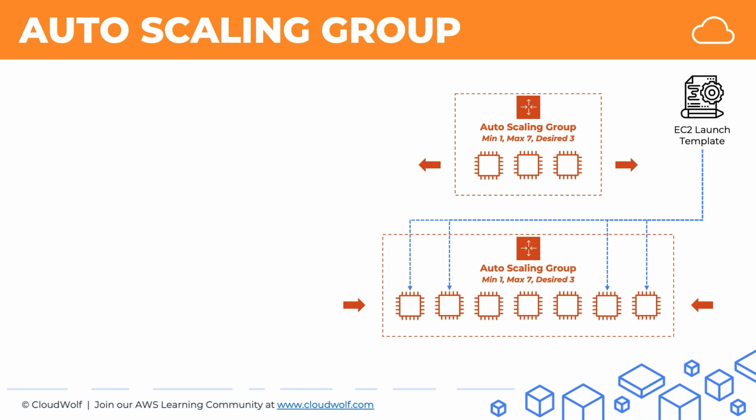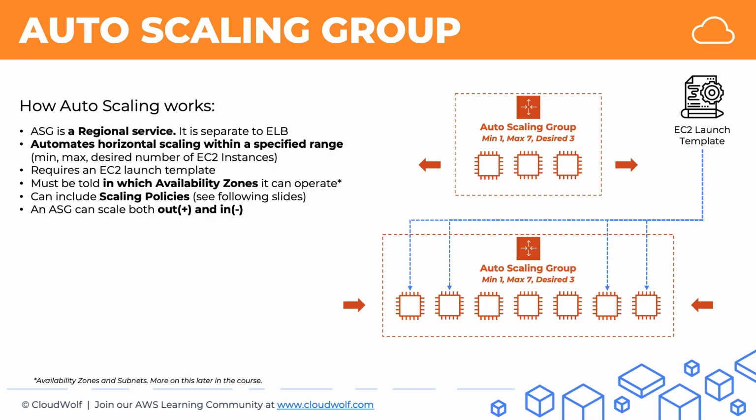Something to keep in mind is that the ASG is a regional service and it is separate to the Elastic Load Balancer. They're very often used together. However, you can use the auto-scaling group on its own. It automates horizontal scaling, it requires an EC2 launch template, and it also must be told in which availability zones it can operate. That's an important component which you'll see in the practical tutorials. And we'll talk about the scaling policies a bit further down. So there's a quick text summary of what we discussed.